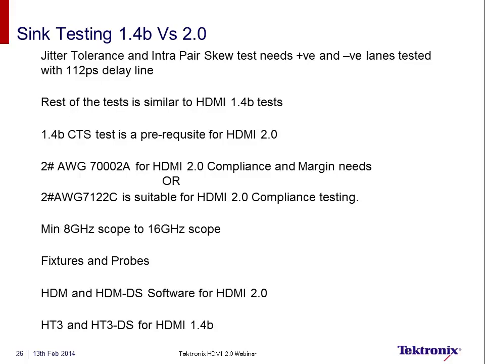From the test equipment point of view, the customers who have been using our AWG7122C can continue to use it for HDMI 2.0, while they have an option to migrate to the new generation AWG7002A, which will give much better flexibility in terms of being future proof and can also be used for margin test. The oscilloscope bandwidth needs to be 16 GHz, or we also support a 12.5 GHz scope for HDMI 2.0. The new fixtures for 2.0 and at least 2 probes for signal verification are needed, and option HDM and HDM-DS, which are the new nomenclature for compliance test software for HDMI 2.0, is required.